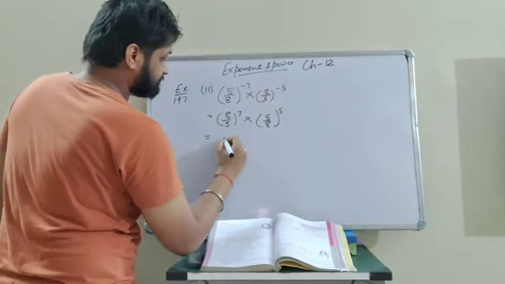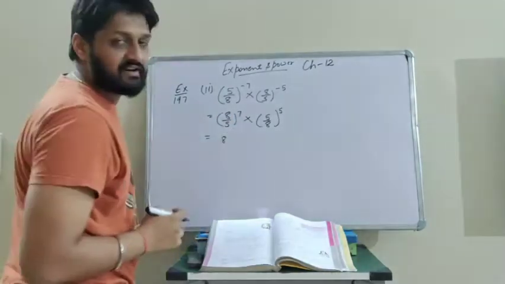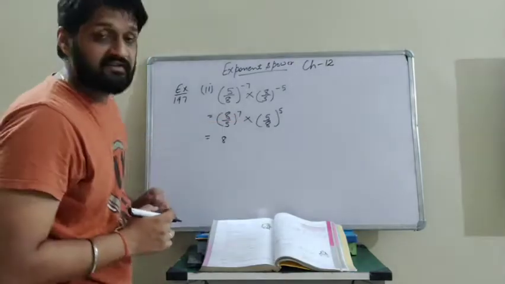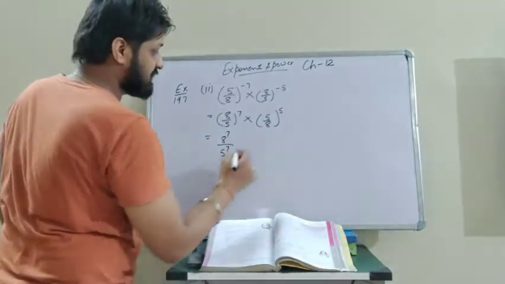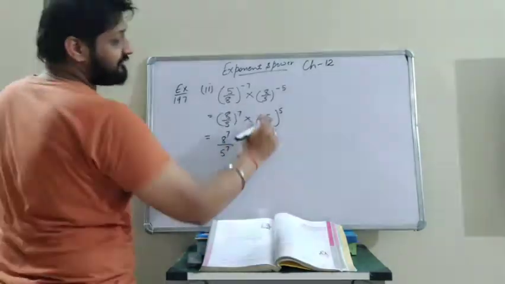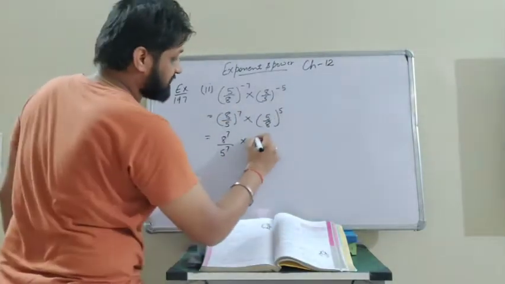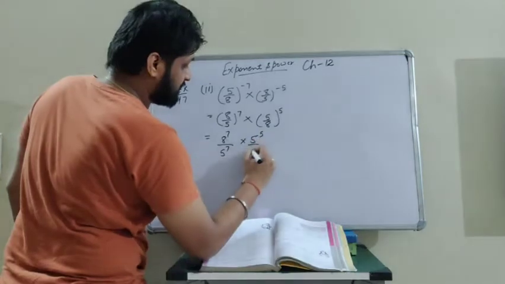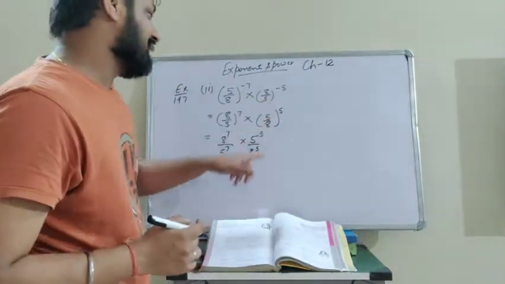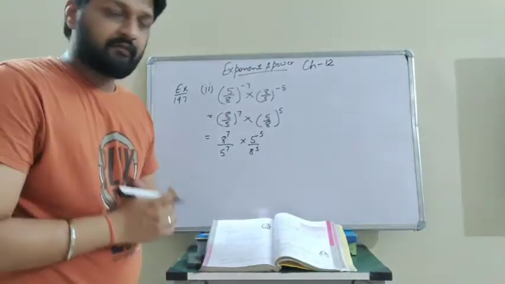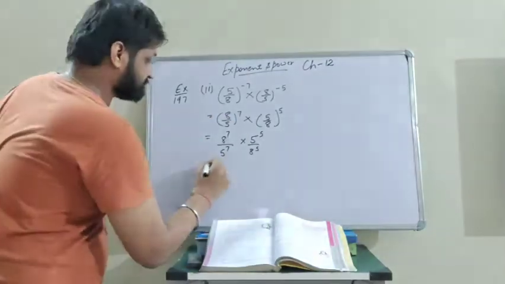Now this can be written as (8/5) to the power 7, which means 8 raised to the power 7 and 5 raised to the power 7. Multiplying by (5/8) to the power 5 means 5 raised to the power 5 divided by 8 raised to the power 5, that is 5 to the power 5 and 8 to the power 5. Now see how we will do this.